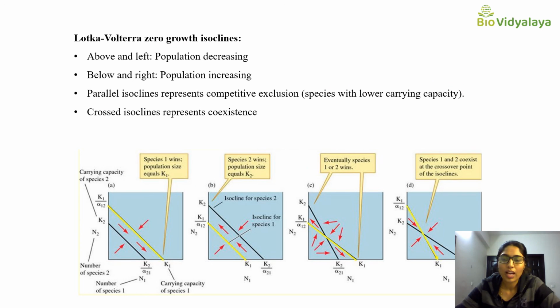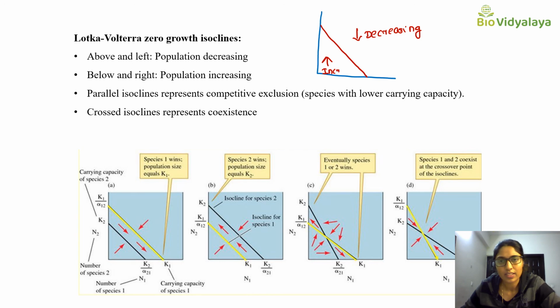For the four graphs given altogether here, you have to remember that above the isocline, population size is decreasing, and below the isocline, population size is increasing.